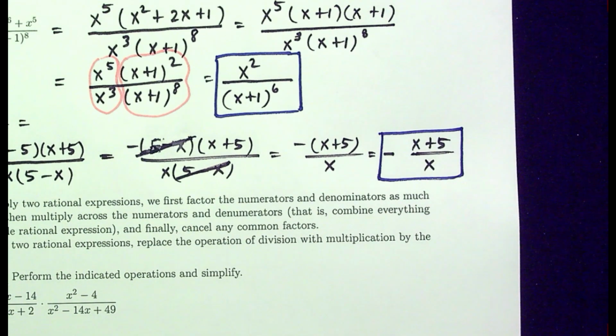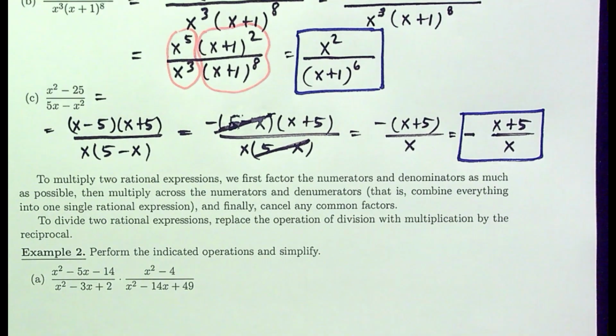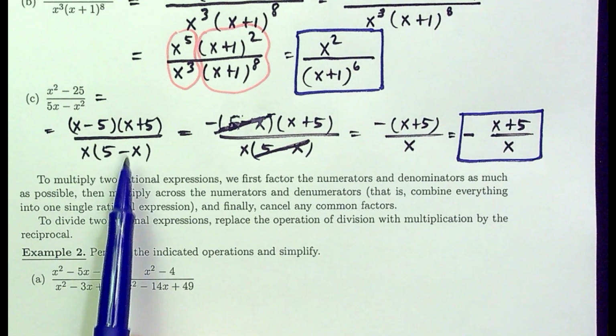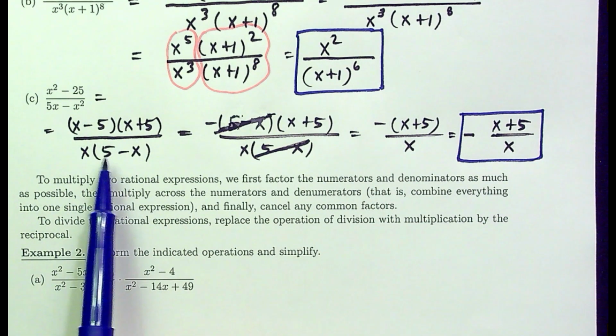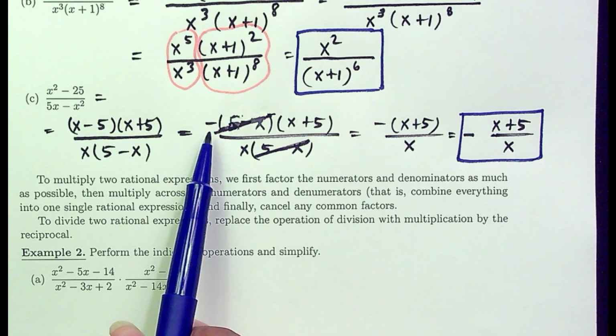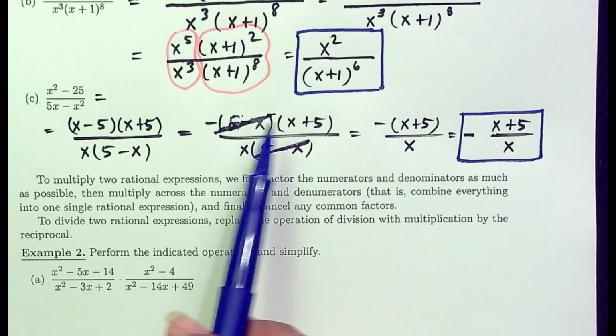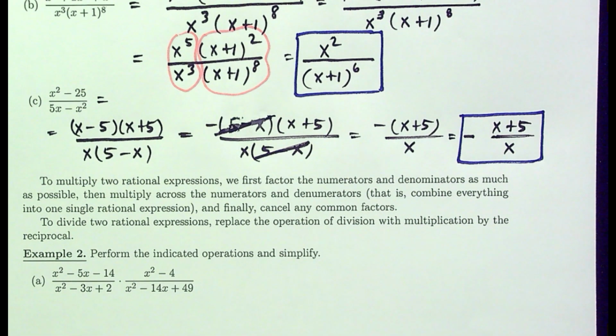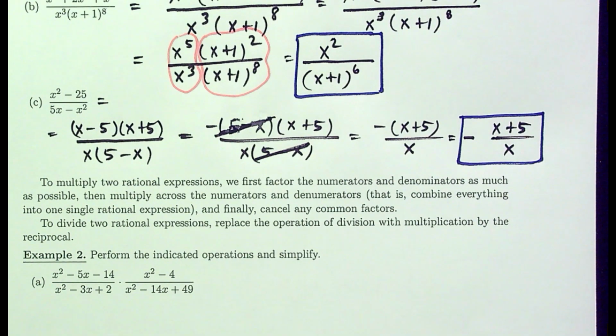All right, and that's it. So remember that little trick that we had to employ. If you have two things that are almost identical with a minus, but the order is reversed, you factor out a negative. Factoring out a negative allows you to reverse the order, and then you can cancel. All right? Okay. That's how you simplify rational expressions.